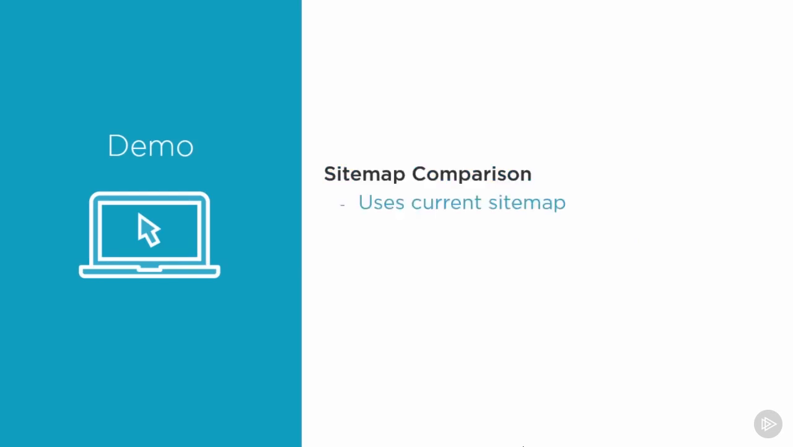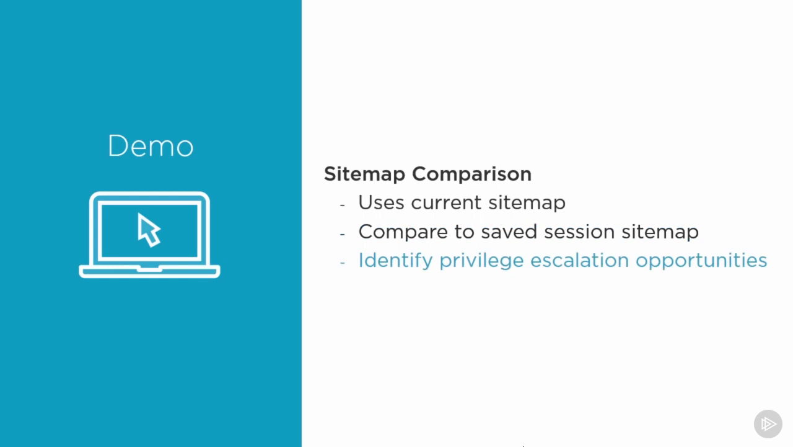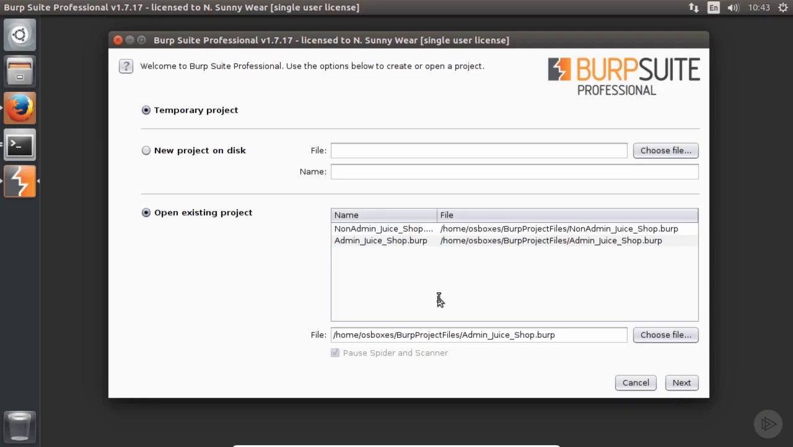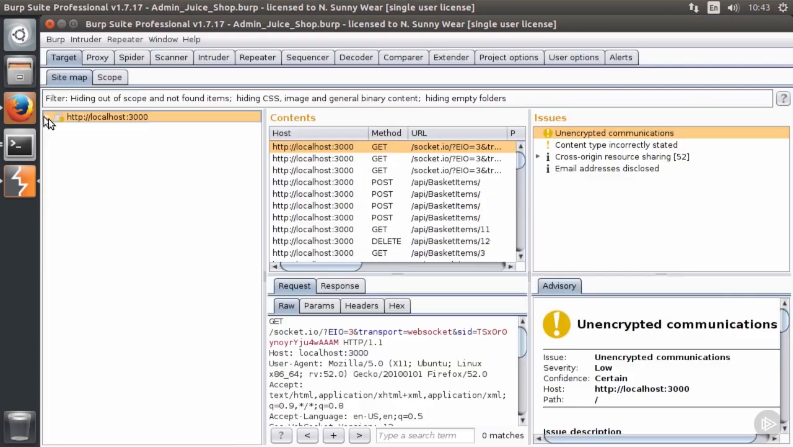We will use the current map as sitemap 1. Make sure that you have the saved session map of Bob handy to use as sitemap 2. And let's see how the Burp Suite feature of Comparer can help us identify privilege escalation opportunities. Let's go ahead and open our admin project. And so now we have the admin's sitemap as our current sitemap.